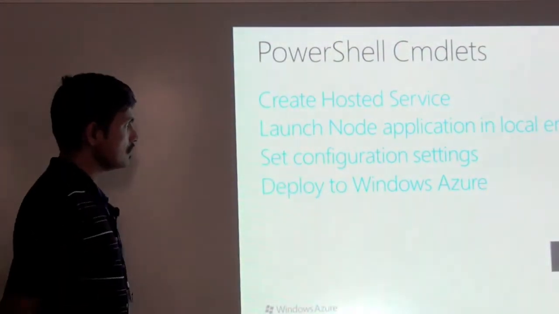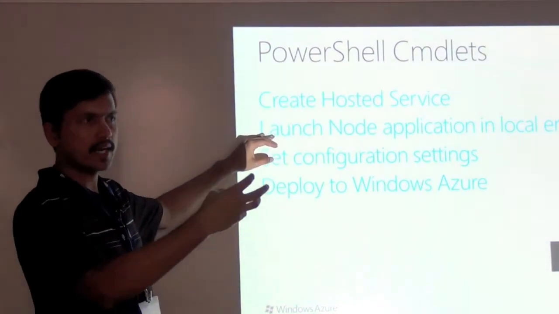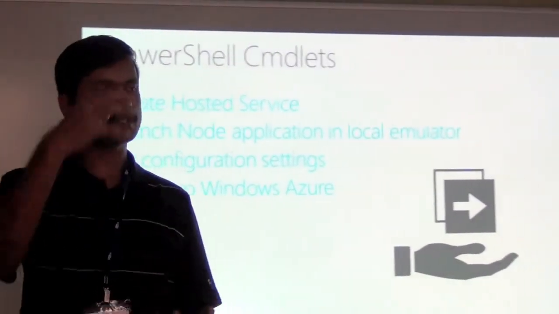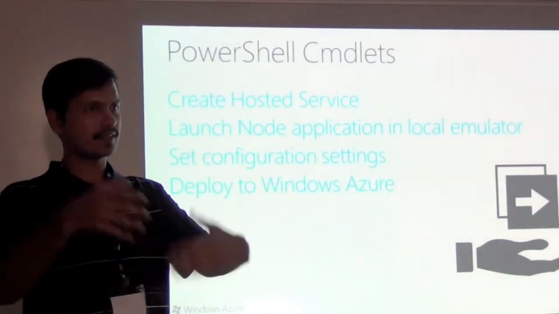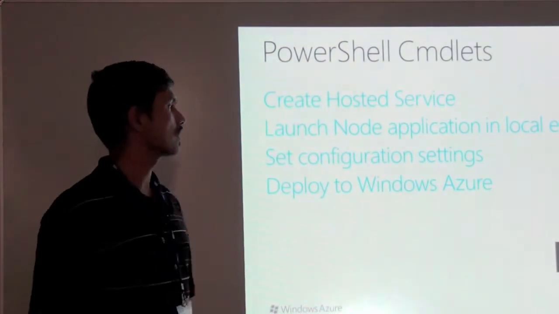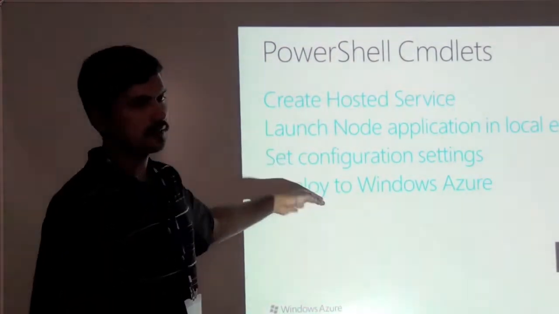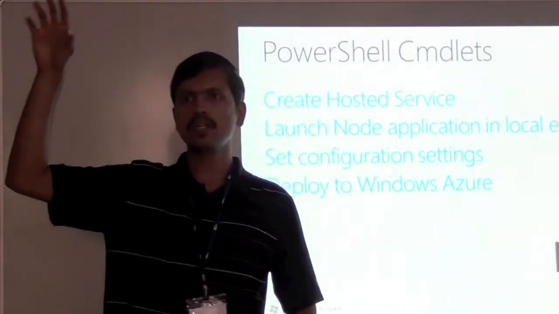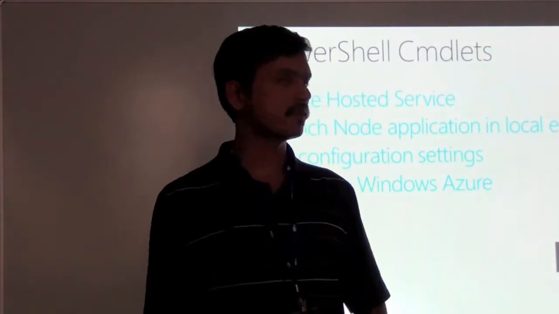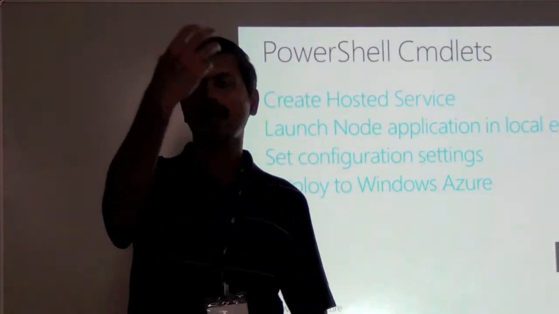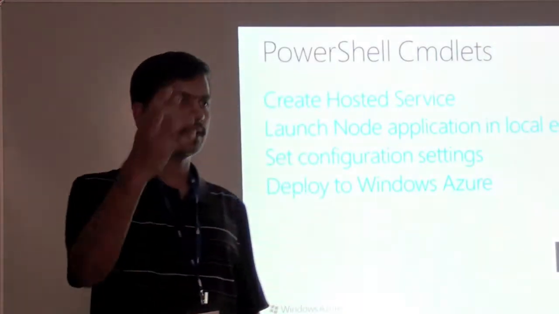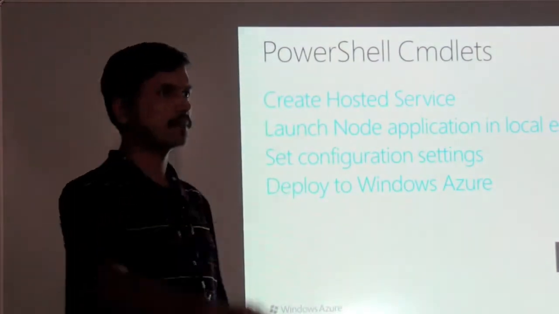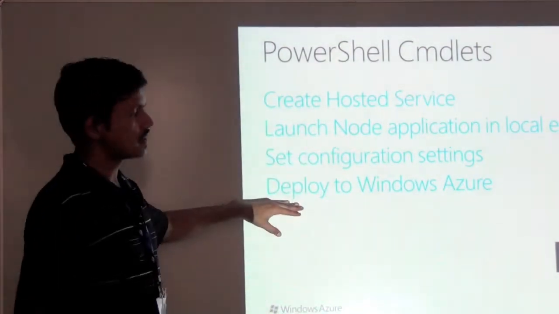So you can work with that and debug it locally using an emulator. There is a dev fabric, as it's called, a local emulator, like a small version of Azure that you can run on your machine, and you can debug your applications on that. You set configuration settings. Being a cloud platform, you have to sign up on Windows Azure. You go to windowsazure.com and sign up for an account, and then your account will have something called publish settings. It's an XML file which has information about who you are and what is needed to publish your app to the cloud. You import that to your machine and then you deploy it.